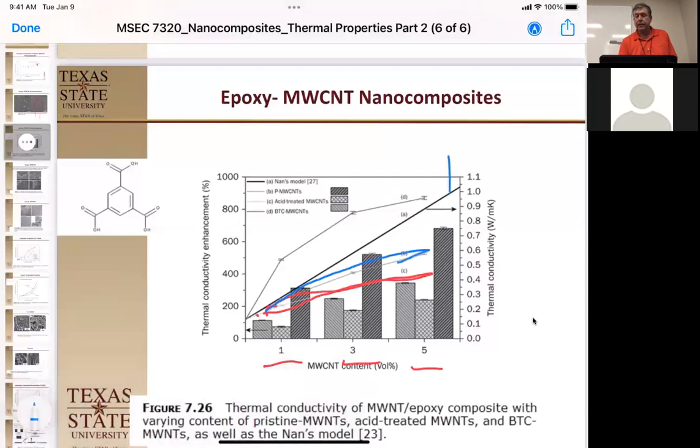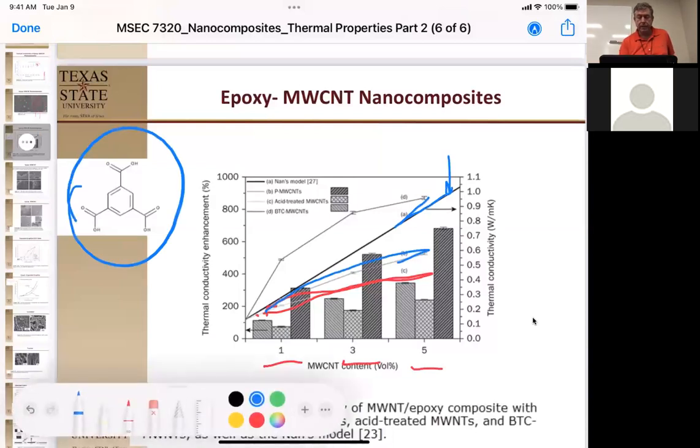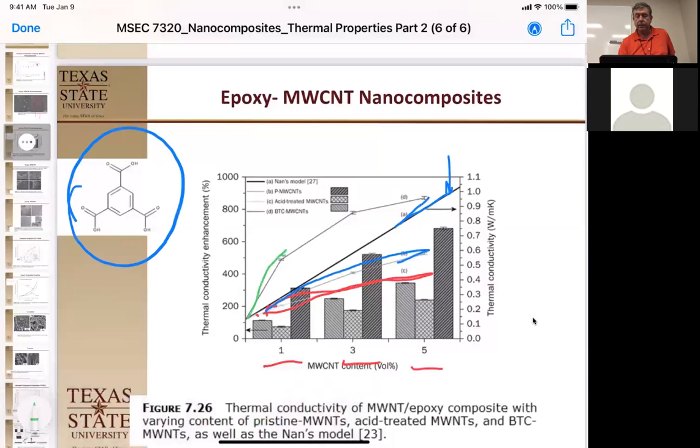Now this is the model here that they use. It's a volume fraction of conducting material. What conductivity should a volume fraction of a conducting material give, given that particular state? And so this is the theoretical line here. But what they found was when they treated it with this benzene tricarboxylic acid here, they got the much higher thermal conductivity branch, and then they were above that of the predicted model based on volume fraction.